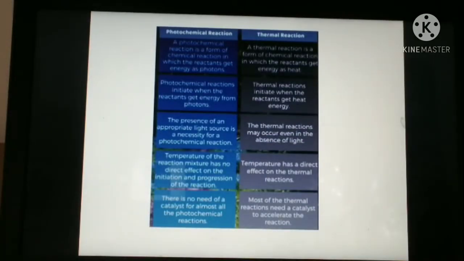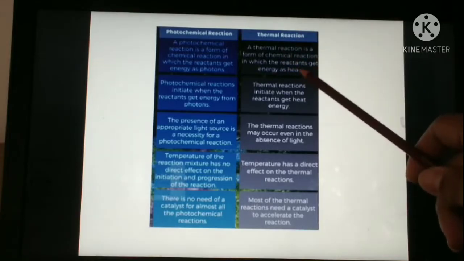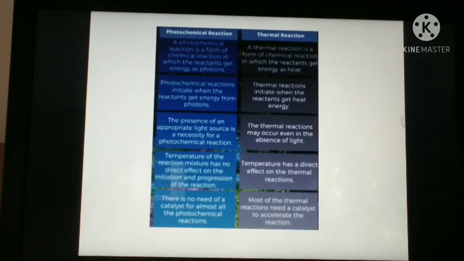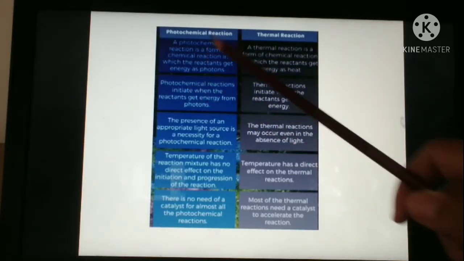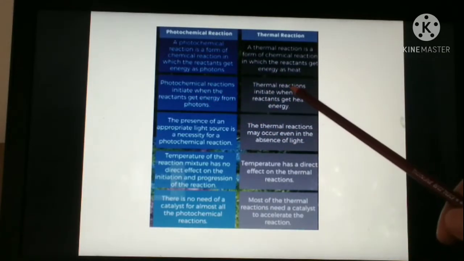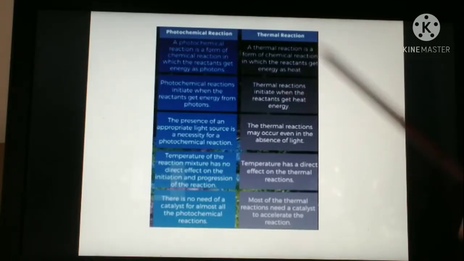So this is the difference between photochemical reaction and thermal reaction. A photochemical reaction is a form of chemical reaction in which the reactant gets energy as photons. Photons are the energy packets and their energy is quantized. A thermal reaction is a form of chemical reaction in which the reactant gets energy as heat. The second point is photochemical reactions initiate when the reactants get energy from photons. Thermal reactions initiate when the reactants get heat energy.